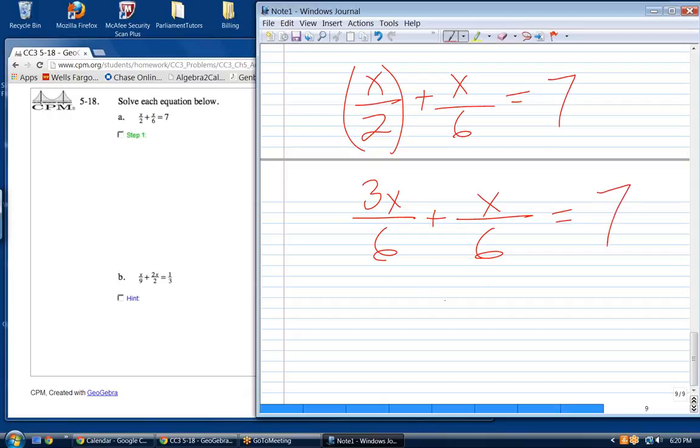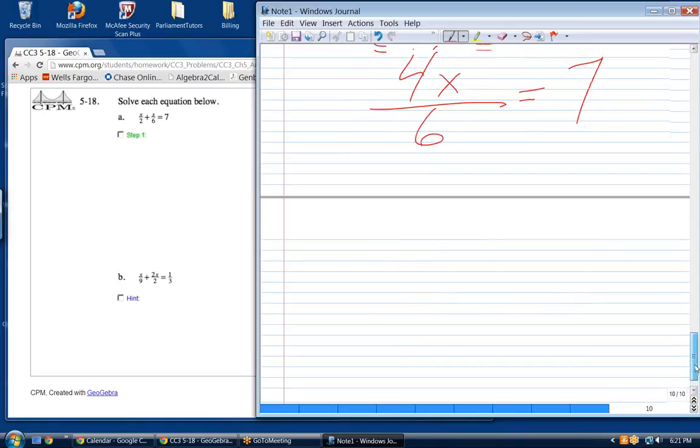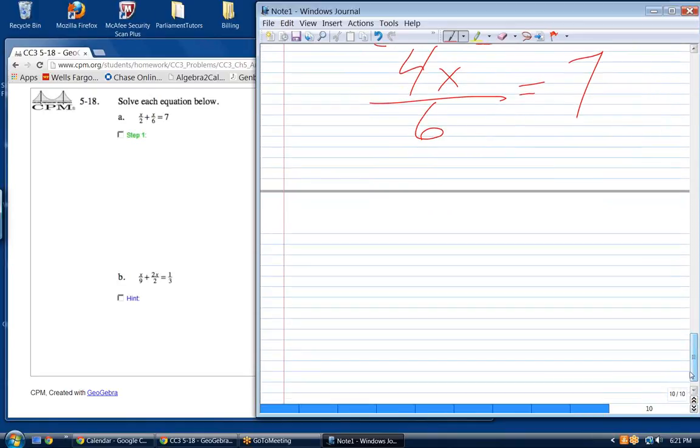So how do I add these? Do you just add them across? Well, you leave the denominator the same, because that was the whole point in finding a common denominator. And now you add the numerators. What's 3x plus x? 4x. What's the next step? Do you multiply by 6? Okay. And the final step? Divide by 4.